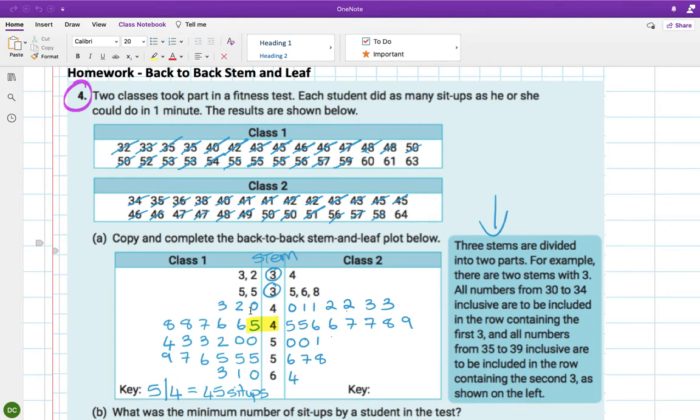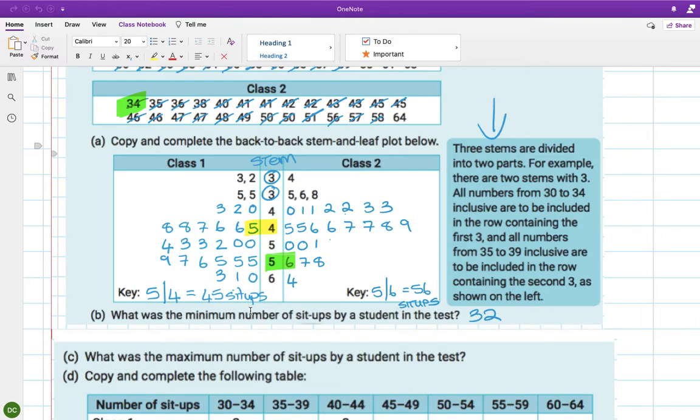Okay, and then I thought I did this the other day, but you pick something, so I'll pick this one. So we have 5, line 6 is 56 sit-ups. Okay, so part B, you can just about see: what was the minimum number of sit-ups by a student in a test? The minimum number in class 1 was 32 and the minimum number in class 2 was 34. So the minimum number was 32 sit-ups.